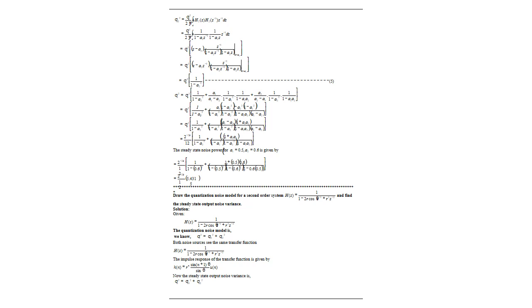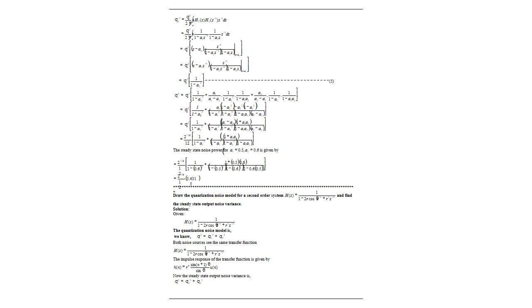The steady state noise power for a1 = 0.5 and a2 = 0.6: substituting these values in the above equation, we get the output as 2 to the power of minus 2b by 12 into 5.431. Okay, this will be the answer.